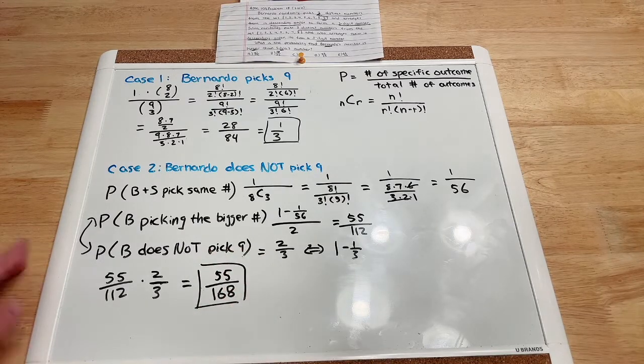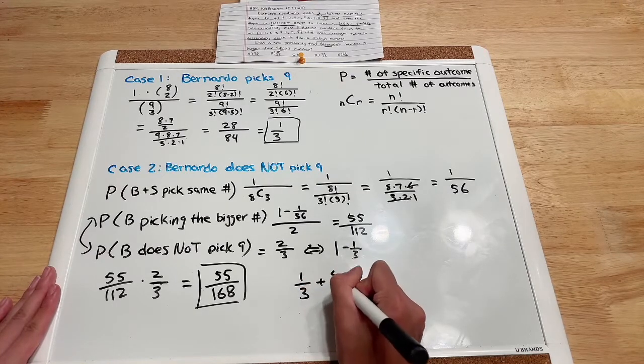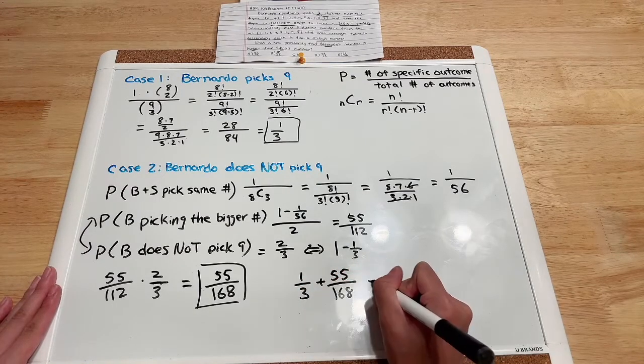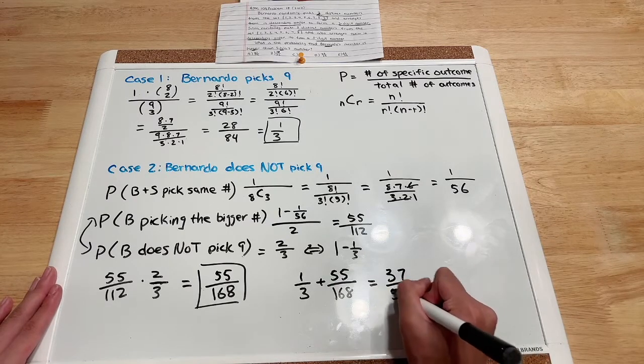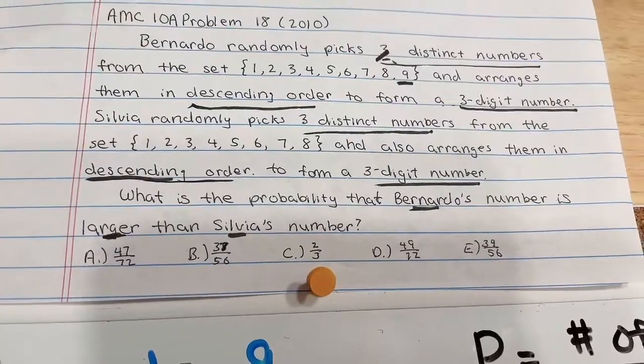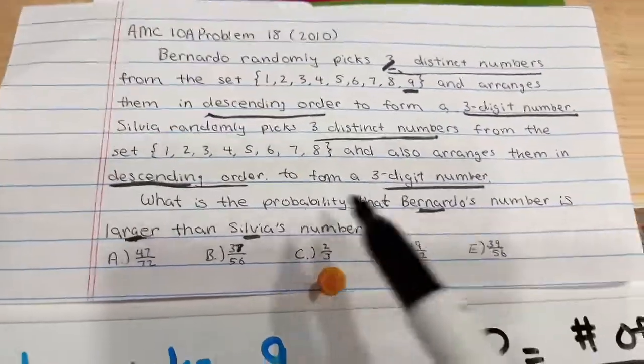Now we just have to add the two probabilities together. So we do 1/3 plus 55 over 168. And then if we solve this out and simplify it, we get 37 over 56. Now let's take a look at the answer. We see that the answer is B, 37 over 56.